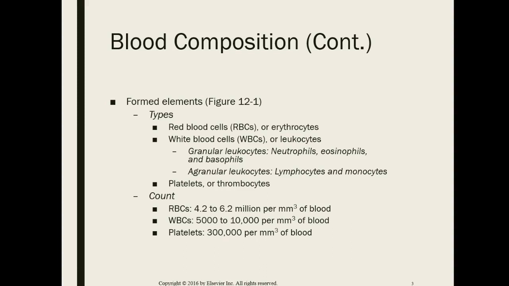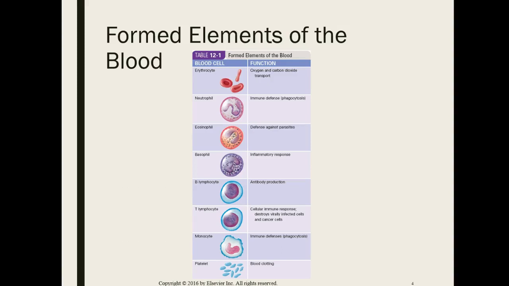So per cubic millimeter of blood, we'll have 4.2 to 6.2 million red blood cells, 5,000 to 10,000 white blood cells, and 300,000 platelets. Here's just a diagram showing those different formed elements in the blood. So you can see if we're looking at the basophils or the eosinophils, how there are those little dots inside of them, where the lymphocytes and the monocytes do not have those dots. So that would be the granular versus agranular.